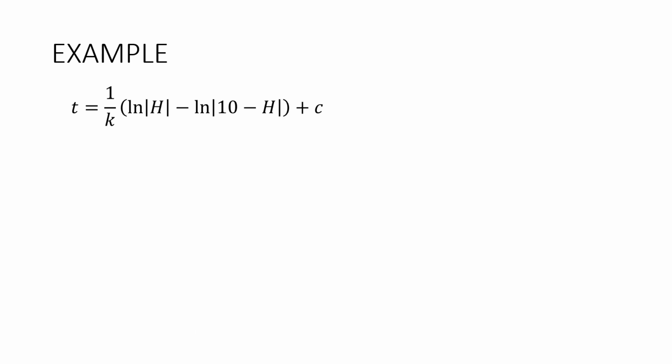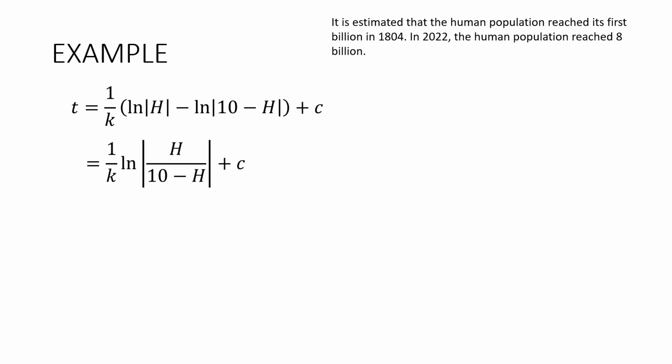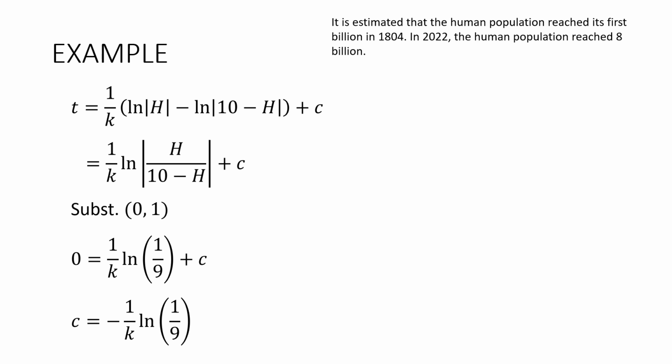Now we can join these logs together. So we have 1 over k, ln of H over 10 minus H, plus c. Now we need to resolve both of these constants, k and c. But we were given two pieces of information. Let's use the first one. This says that in 1804, the population was 1 billion. Substitute it in. c is equal to negative 1 on k ln 1/9.